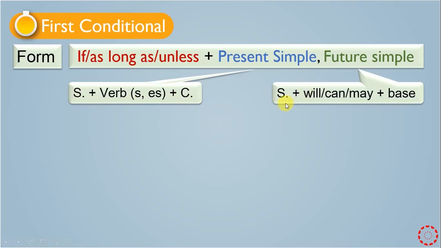And this is the structure or the form of future simple. We have subject and then we have will or can or may, and then we have the base. It means we have the base form of the verb without any suffix.